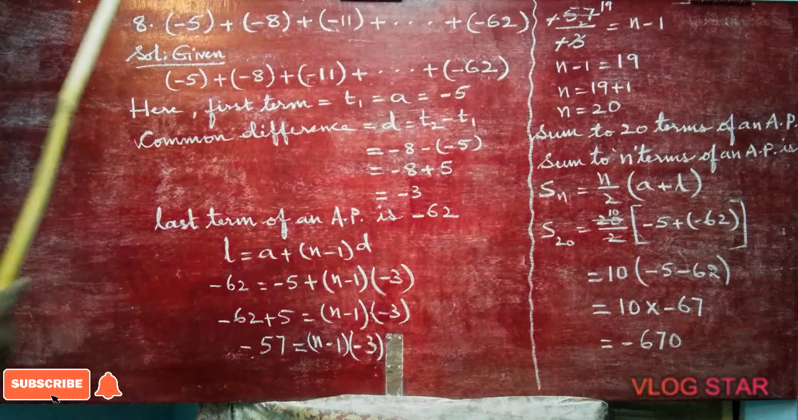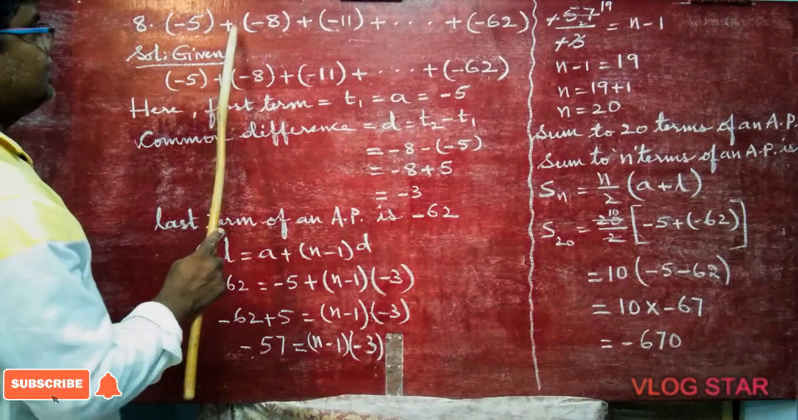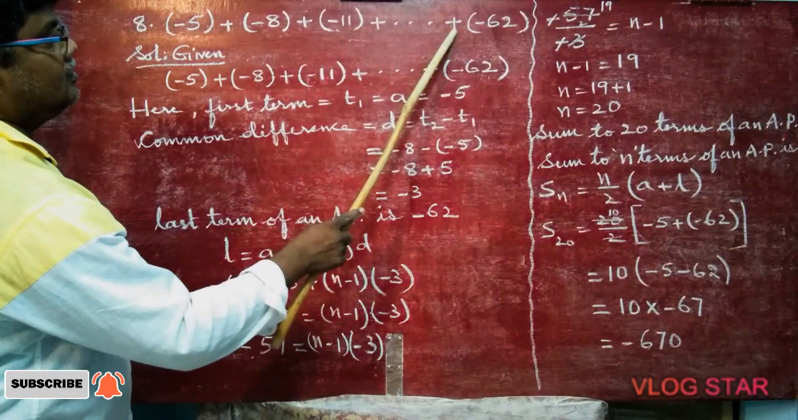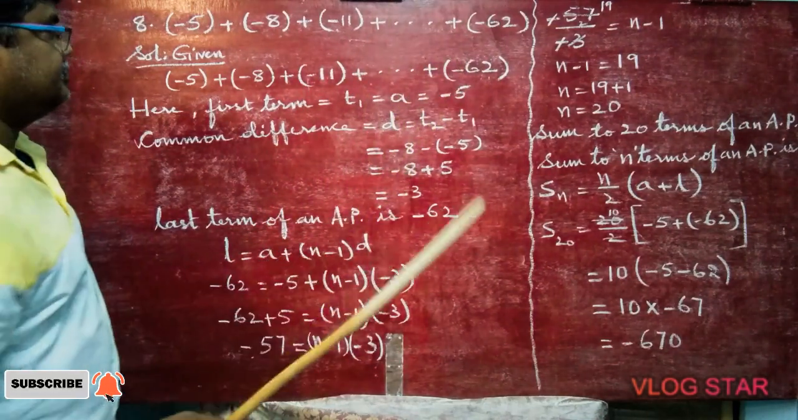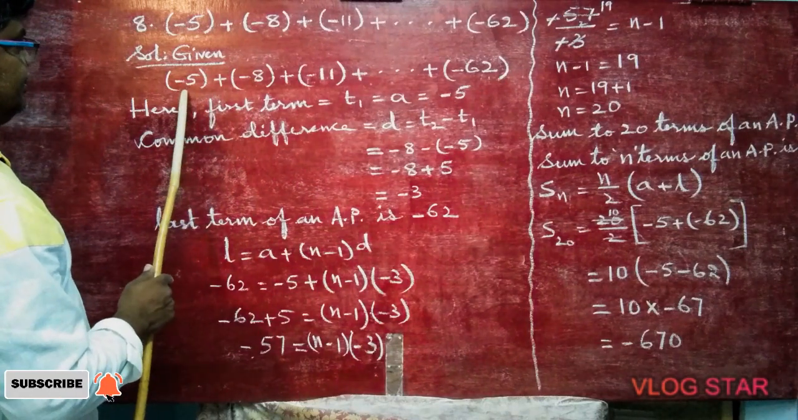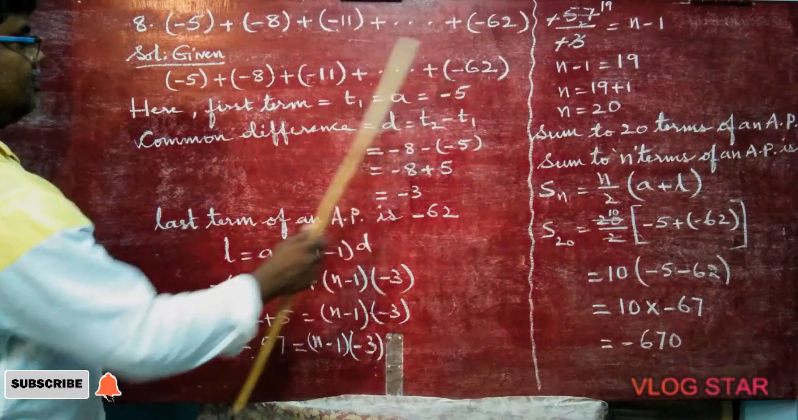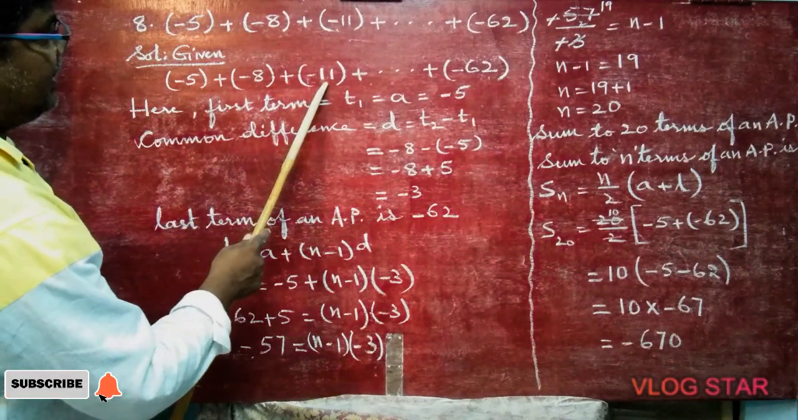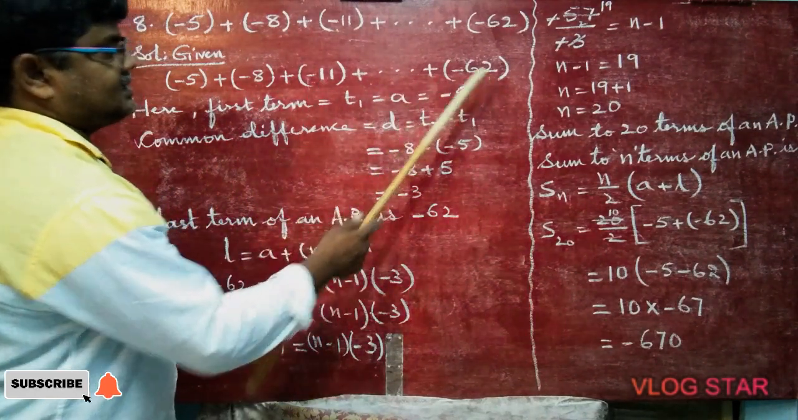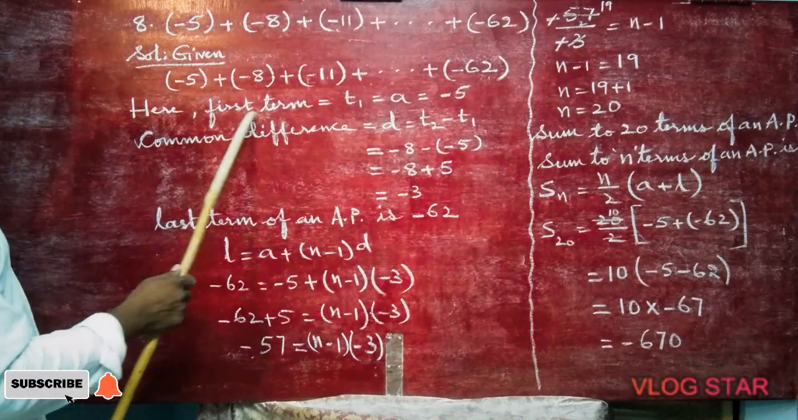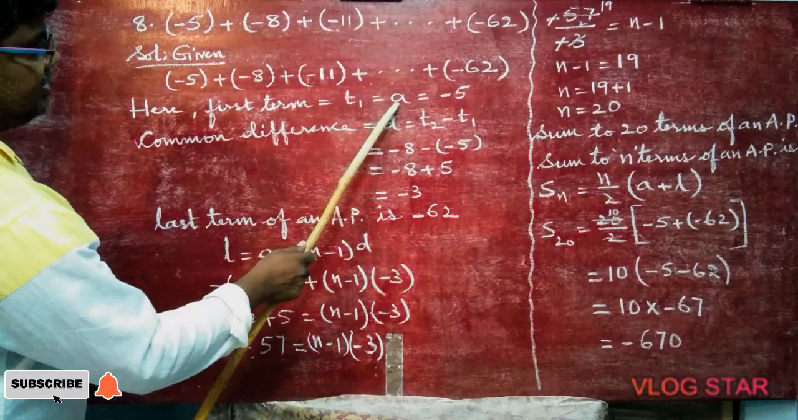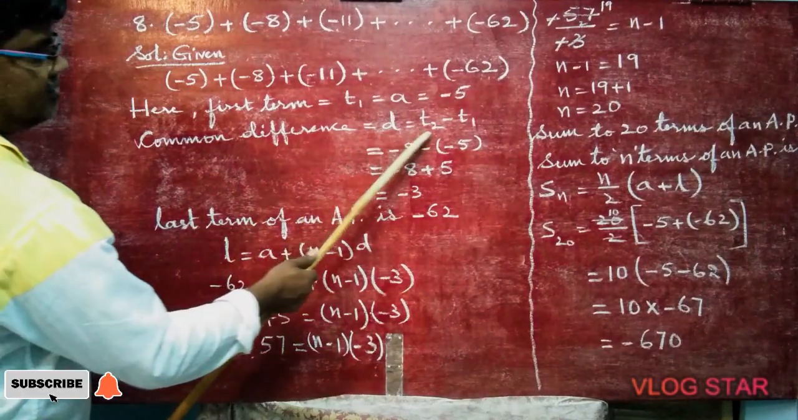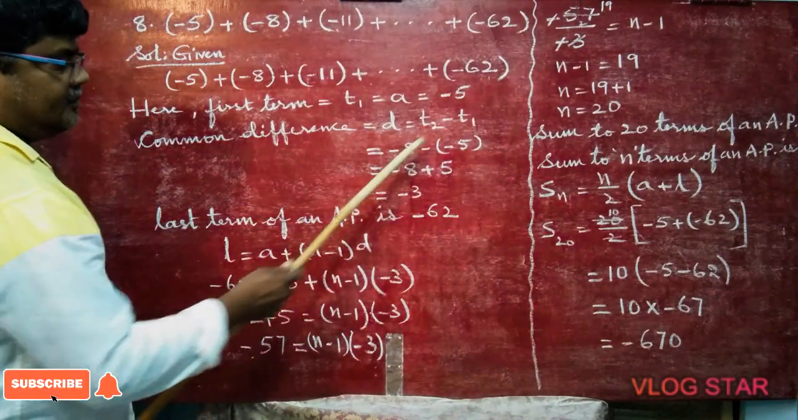Eighth problem. Minus 5 plus minus 8 plus minus 11 plus so on plus minus 62. Solution: write the sequence given in the problem. Minus 5 plus minus 8 plus minus 11 plus so on plus minus 62. Here the first term T1, that is A, is equal to minus 5. And the common difference D is equal to T2 minus T1, the formula.